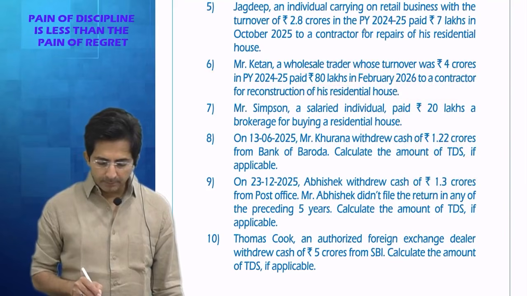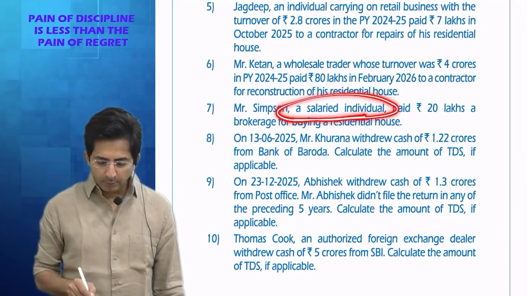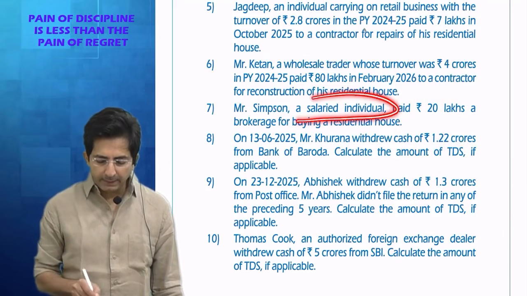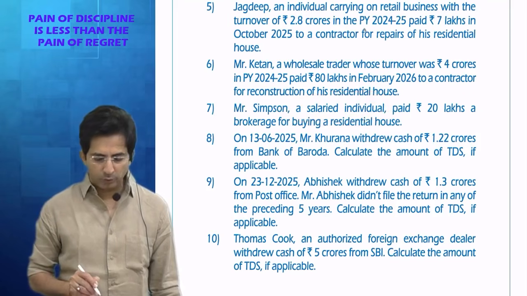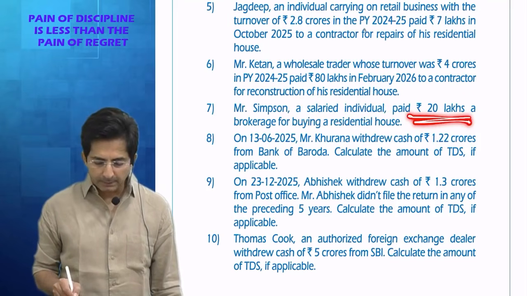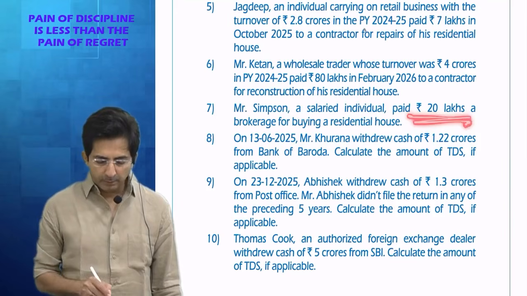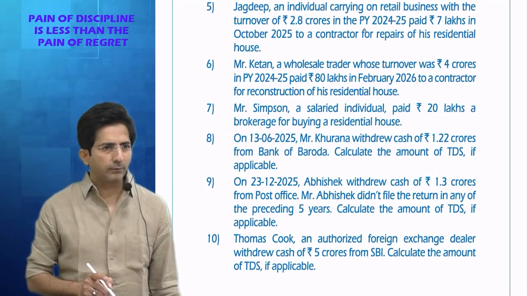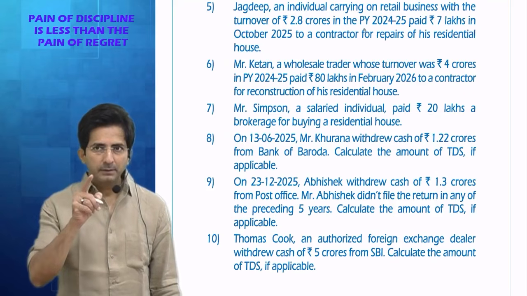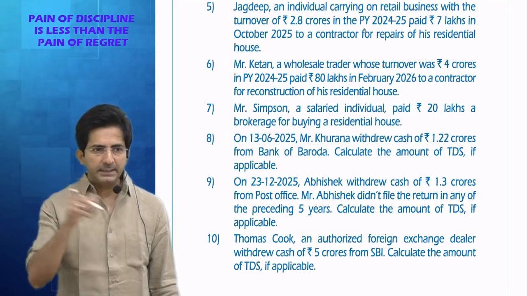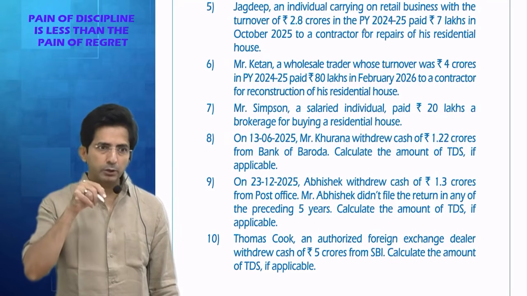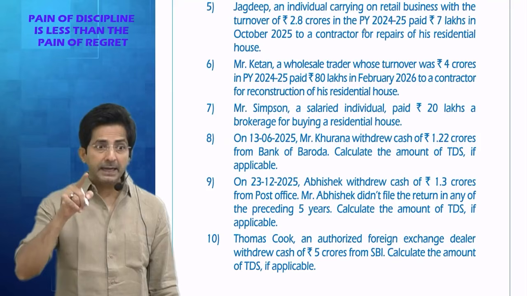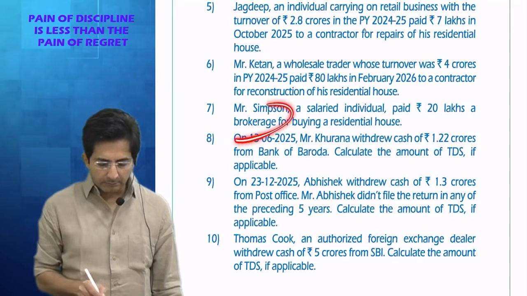Then Simpson, a salaried individual. The moment you see salaried individual, it means he is a small individual HUF. He paid 20 lakhs as a brokerage. So tell me, brokerage comes under which section? TD, Wakraf, CP, CD, Wakraf. There were 3 commissions, 194D, G, H. 194D insurance commission, G lottery commission, H other commission. So this is other commission.